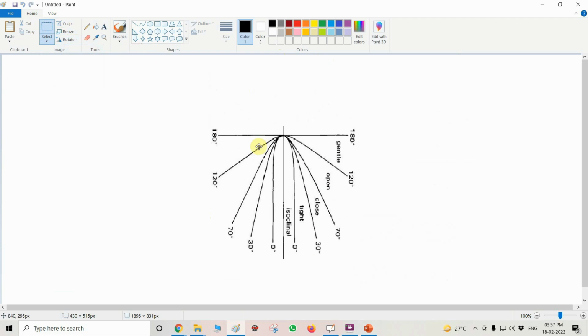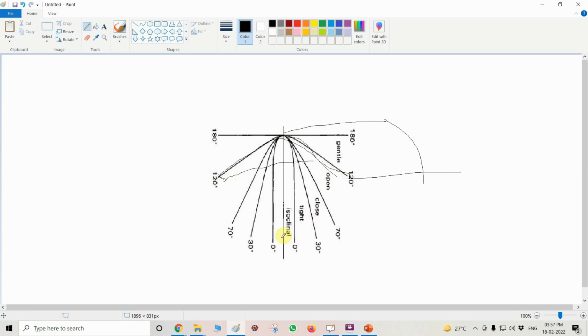Yes, so I have rotated it. So what do you mean by gentle type of fold? I'm considering that the interlimb angle is 120 degree. So if you draw it, one folded structure, you got the idea, right?